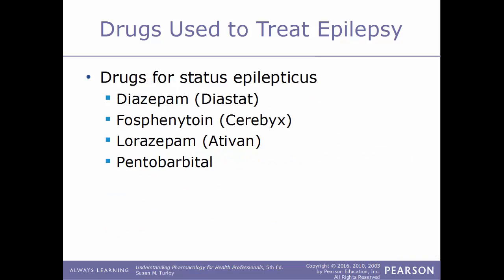Some examples of drugs that can treat this condition: diazepam, also known by the name Diastat; fosphenytoin, also known by the name Cerebyx; lorazepam, also known by the name Ativan; and pentobarbital.